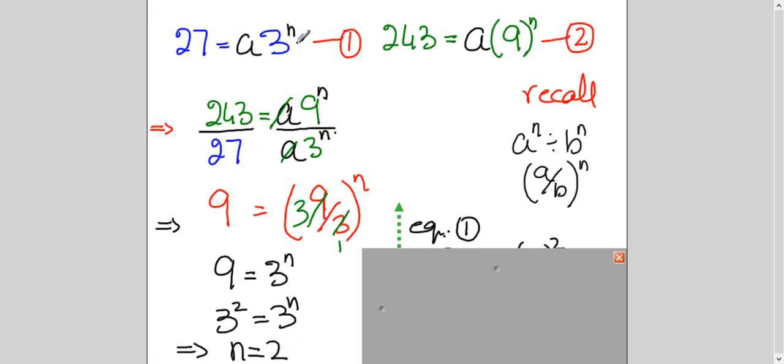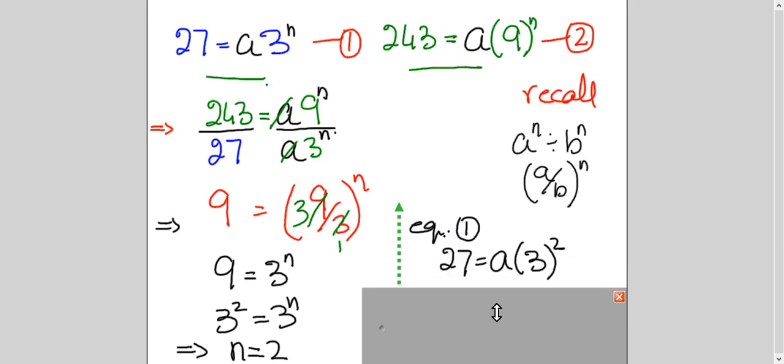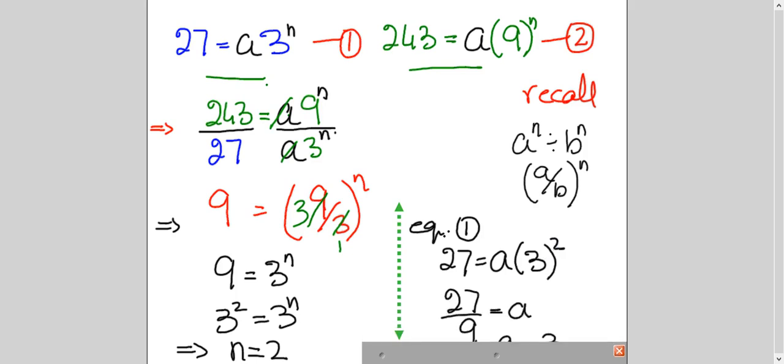You can plug into any of these equations, either this one or this one, and then get the answer. I'm plugging in here, right? Because I like small numbers. It's easy to manipulate or solve or handle. So n is 2. So I'm writing in place of n 2, which is 3 square is 9. So I got the value of A. 9 3s are 27. So this is how we solve index equations simultaneously when two conditions are given.